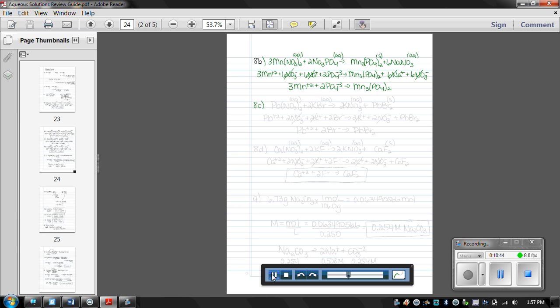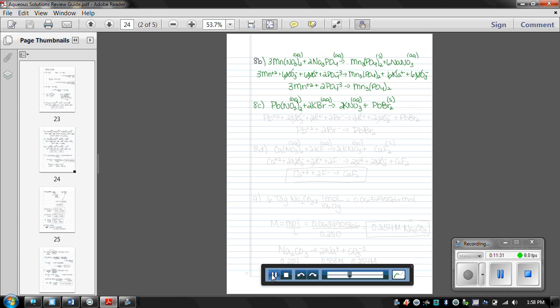For 8C, still same idea. This time we have lead 2 nitrate with potassium bromide. And it says they're both solutions, so we know they're aqueous to start with. So Pb(NO3)2 plus KBr yields KNO3 and PbBr2. We're going to need coefficients here and here. They told us these ones were solutions, so they're aqueous. This one, potassium nitrate. I see potassium, alkali metal. I see nitrate, which are both qualifiers for aqueous. So I know that that one's a solid.